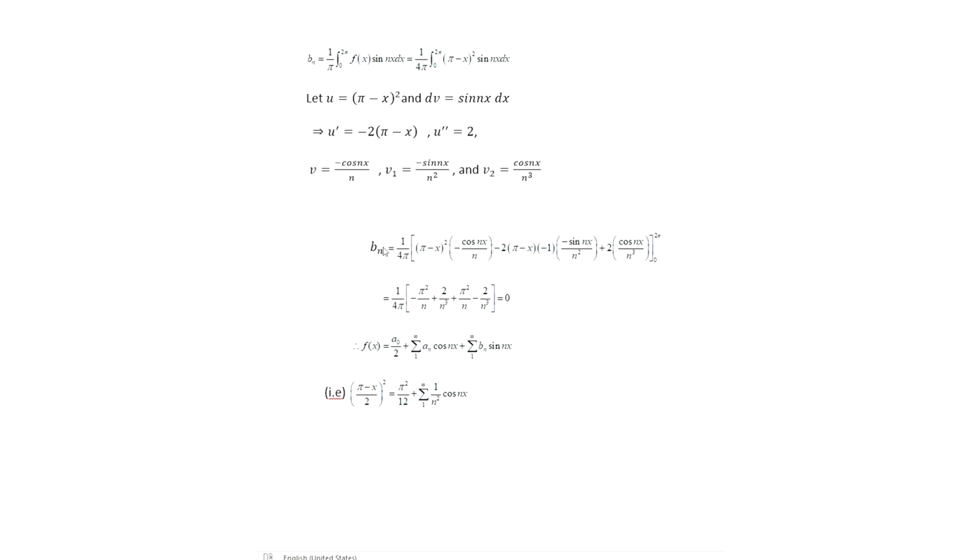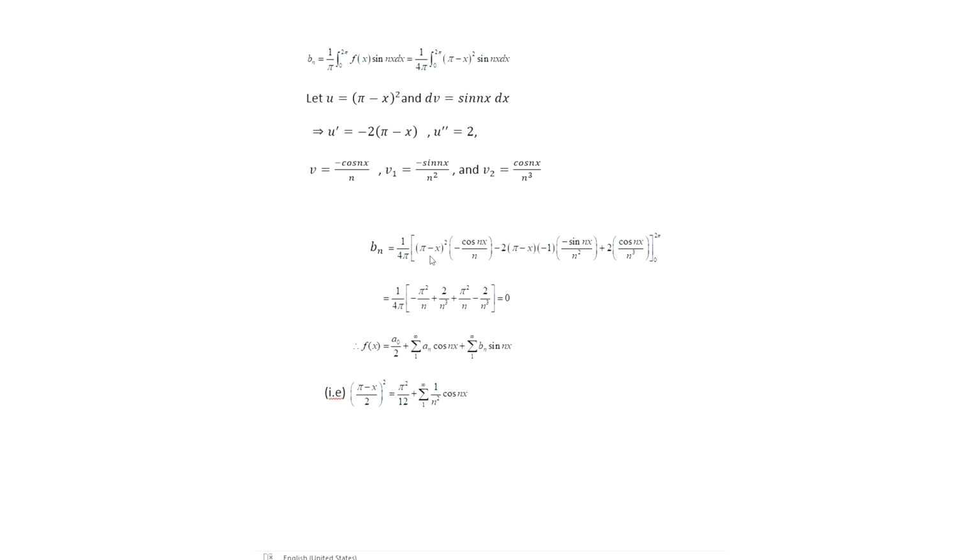So Bn is 1 by 4 pi into uv, that is pi minus x whole square into minus cos nx by n, again minus 2 into pi minus x into minus sin nx by n square, then plus u2 dash v2, that is plus 2 cos nx by n cube, 0 to 2 pi. For sin we will get it as 0. Sin multiples of 2 pi is 0 and sin 0 is also 0.